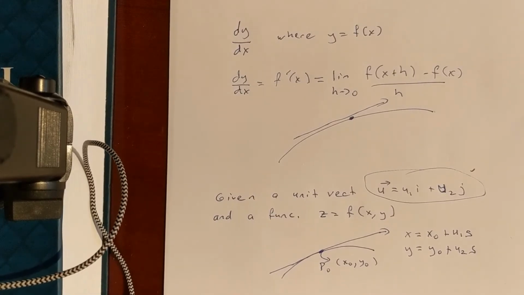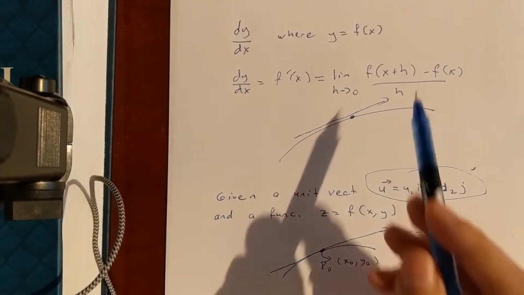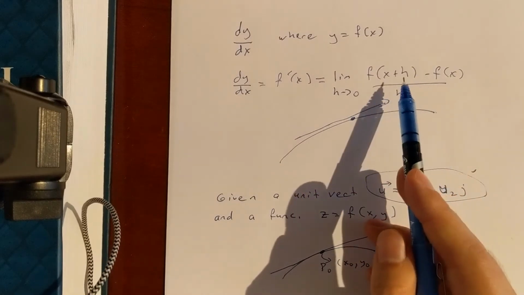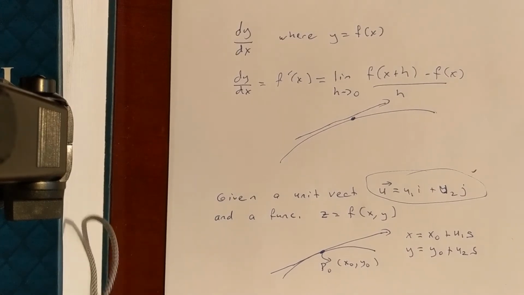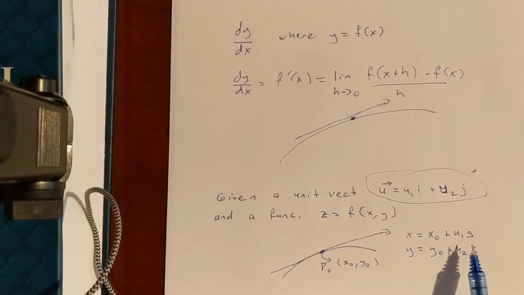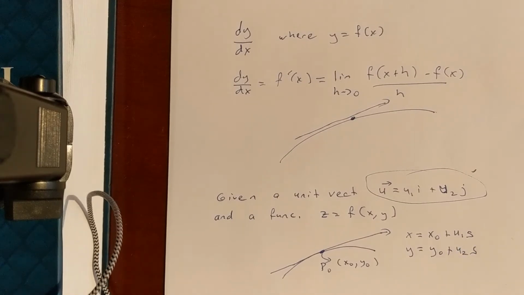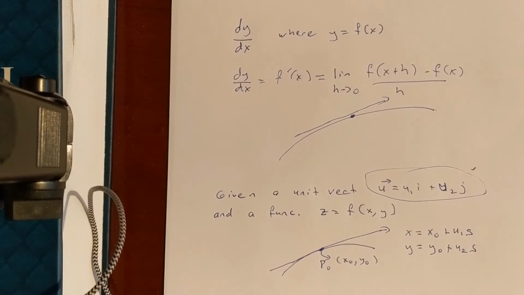Why do we use s? Because now we have a vector, and we're going to do that f of x plus h minus f of x. The h here is just going to be the arc length component of the vector in that direction. That's why, because whenever you say arc length, you think about the variable s. That's why we're using s. Okay, so that's a lot of talking.